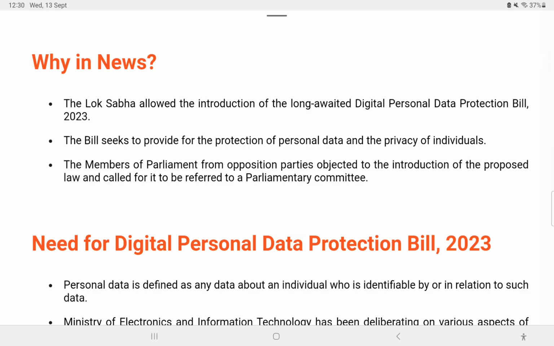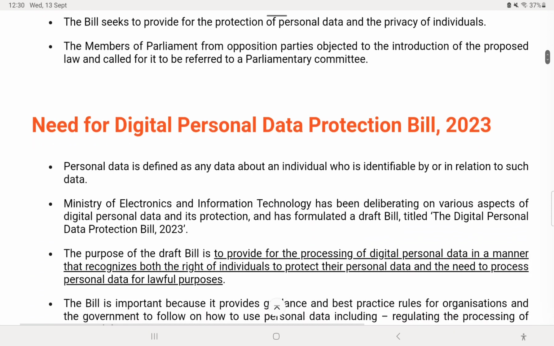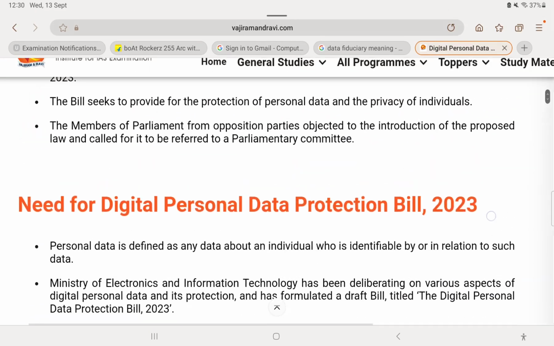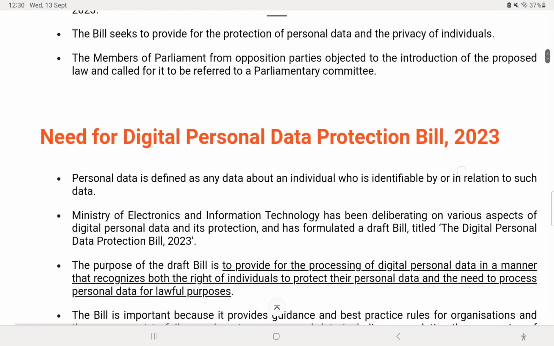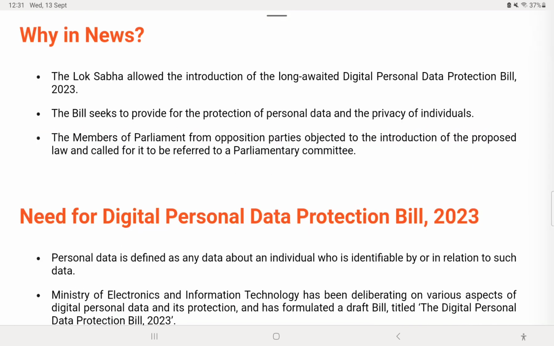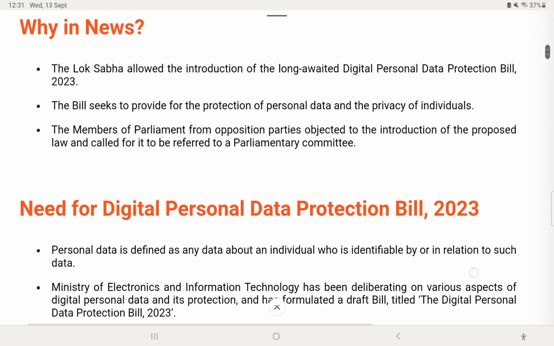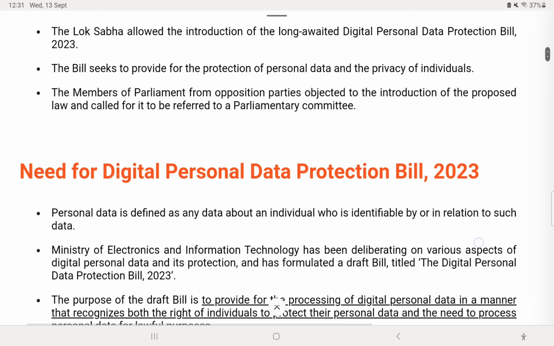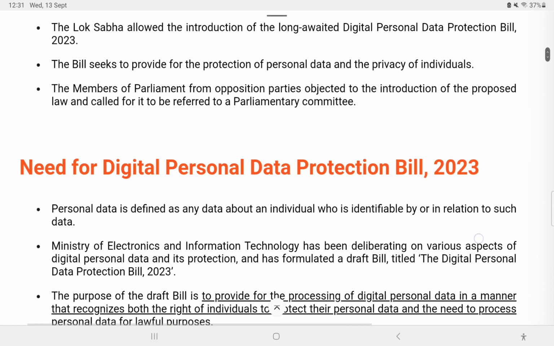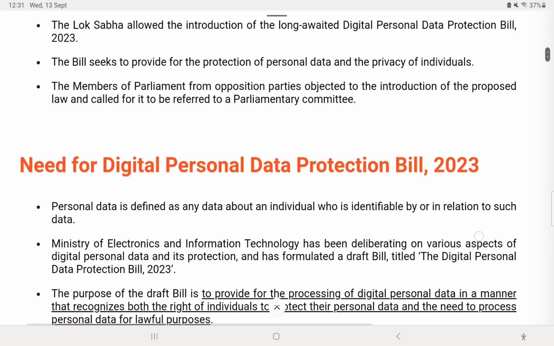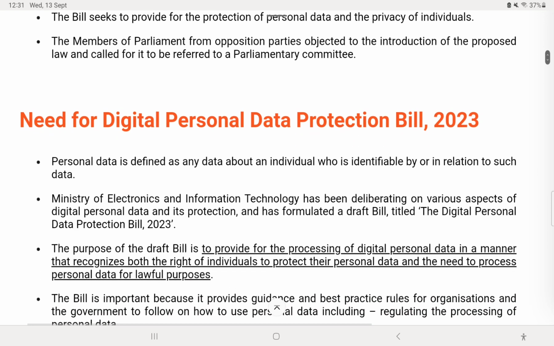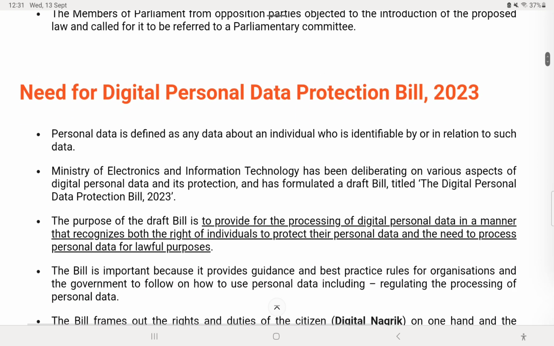Now we are going to discuss the Digital Personal Data Protection Bill 2023. Now it has become an act. So what is the act and why do we need it? We are going to discuss that. First, the Lok Sabha allowed the introduction of this bill recently, and both houses of Parliament accepted this long-awaited act. And what is the need for the digital data protection bill?